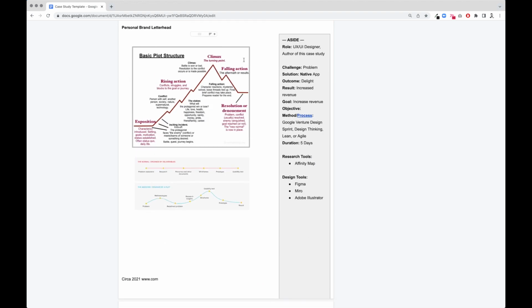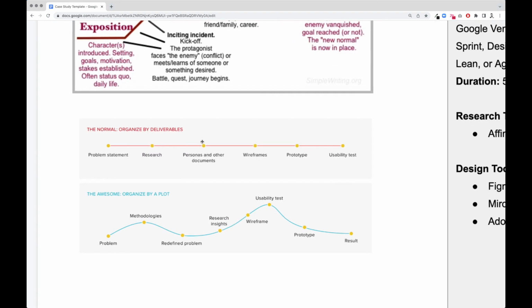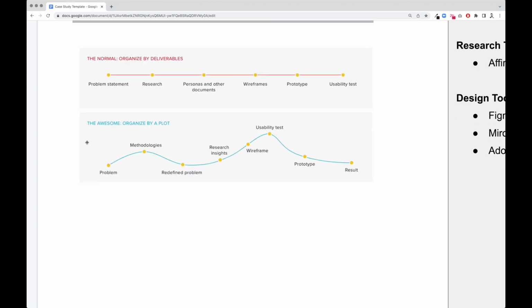In the beginning here, we have the basic plot structure, and this area here is like what people normally do. They think it's about them and their process. First I did this, then I did this, then I did this. It's very monotonous, mundane, and we're going to get lost in the details, just like a textbook in high school. Whereas the awesome one, organized by a plot, is going to take us through the rising action and the falling action. It's going to take us through the complications. It's a roller coaster ride, right?